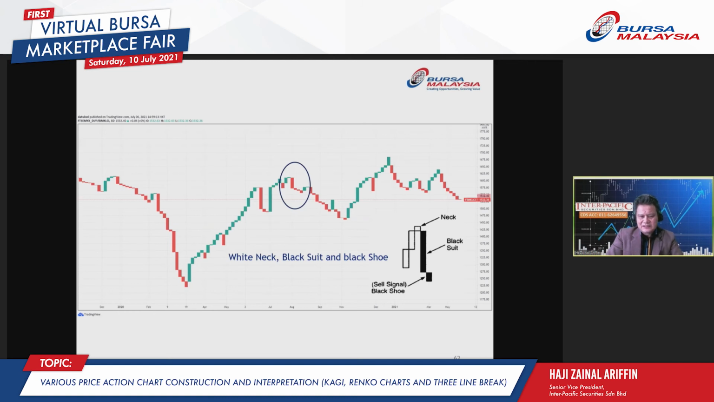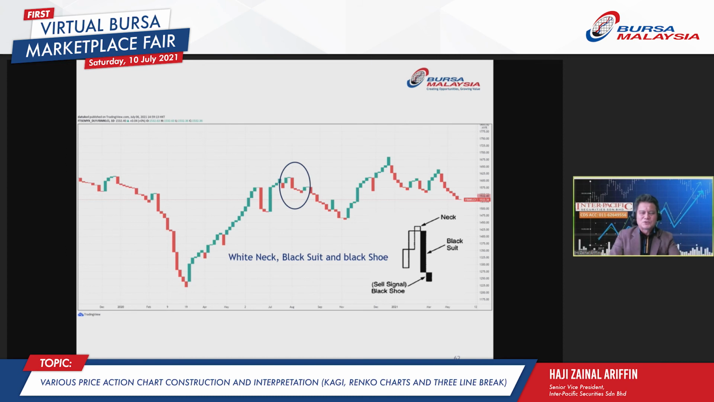How do you use the chart you just shared to tell the support and resistance level? Okay, there are a few charts you can use for support and resistance. Actually, Kagi is very good to tell you the support and the resistance. Meaning that if it changes color from green into red, it breaks the support. When it changes from red to green, it tells you that it breaks the resistance. So that is very simple, very easy for us to use.